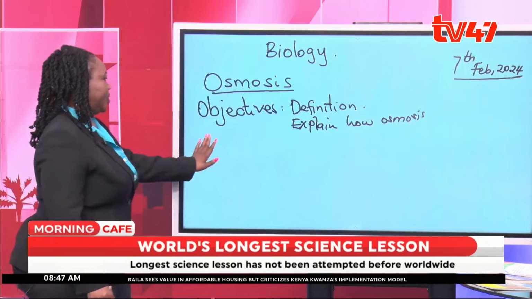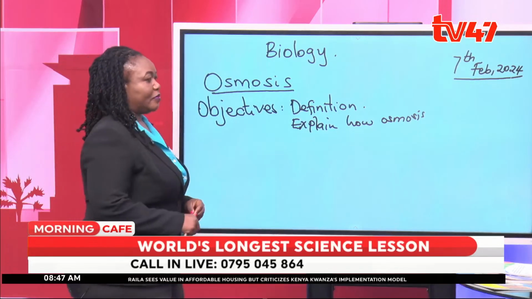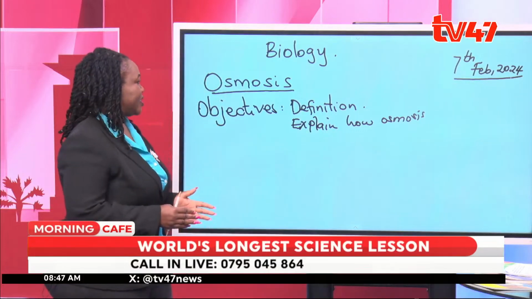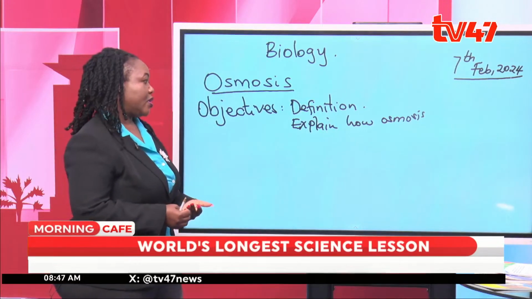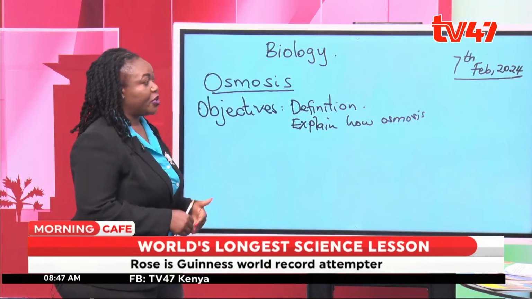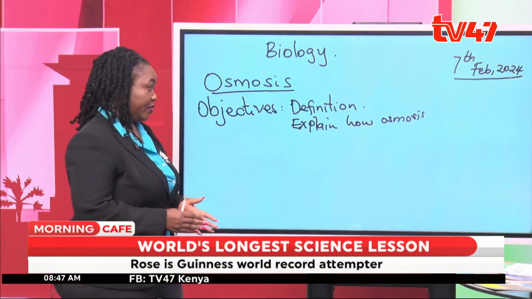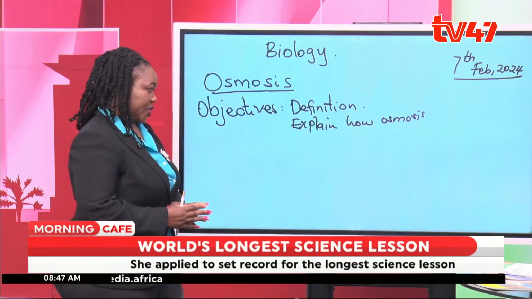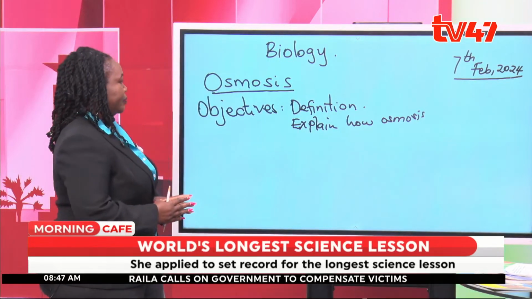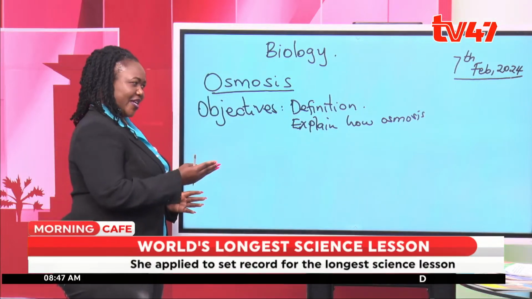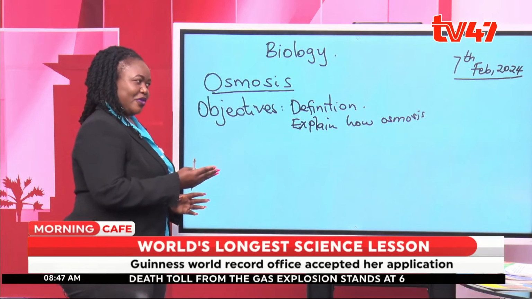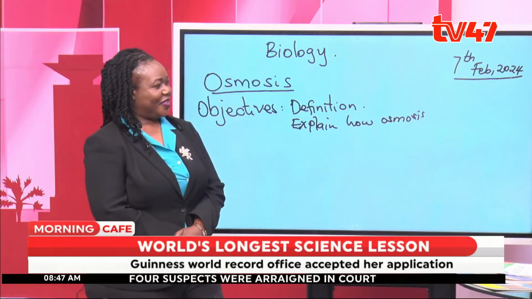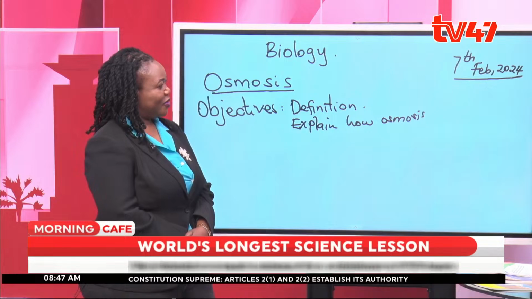So we'll start with the definition. Osmosis is just one of the processes by which materials move in our bodies and, of course, the rest of the living organisms. It's a very, very important process. Have you ever wondered how plants get their water? How do they get water?